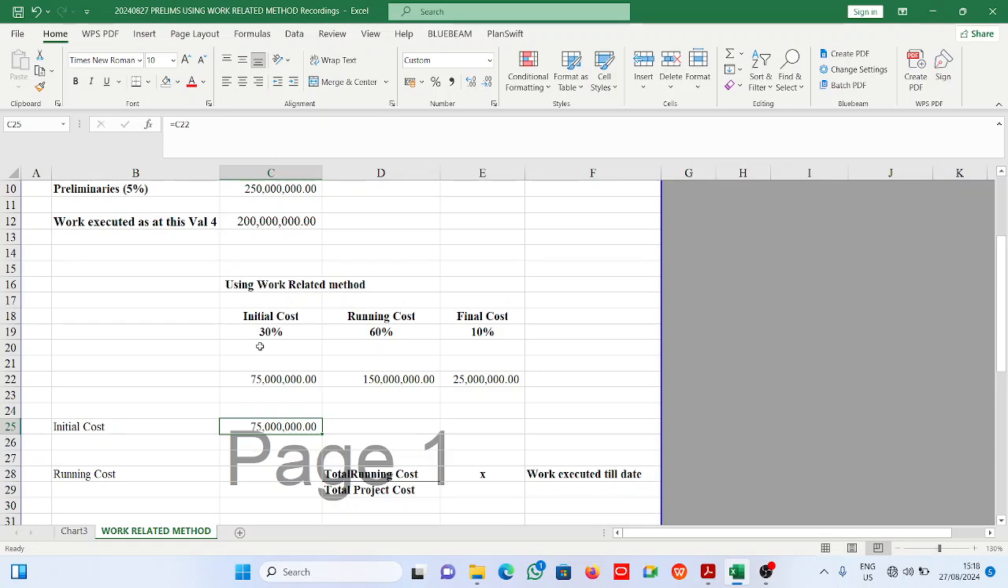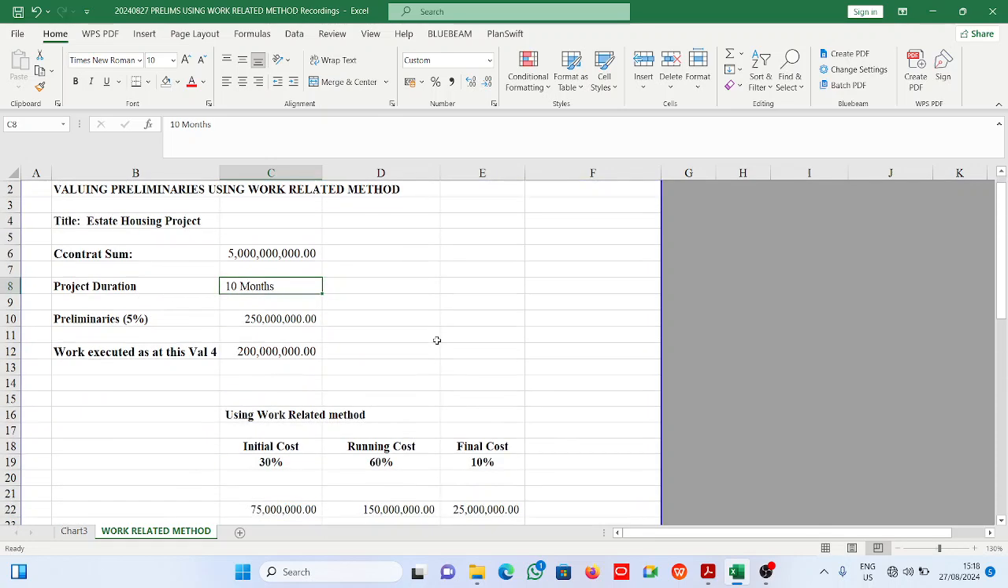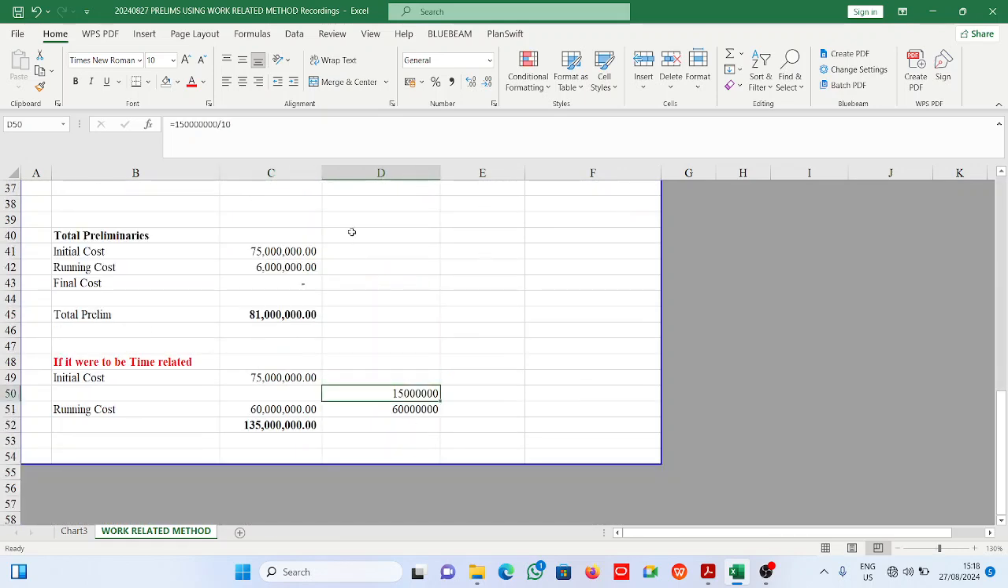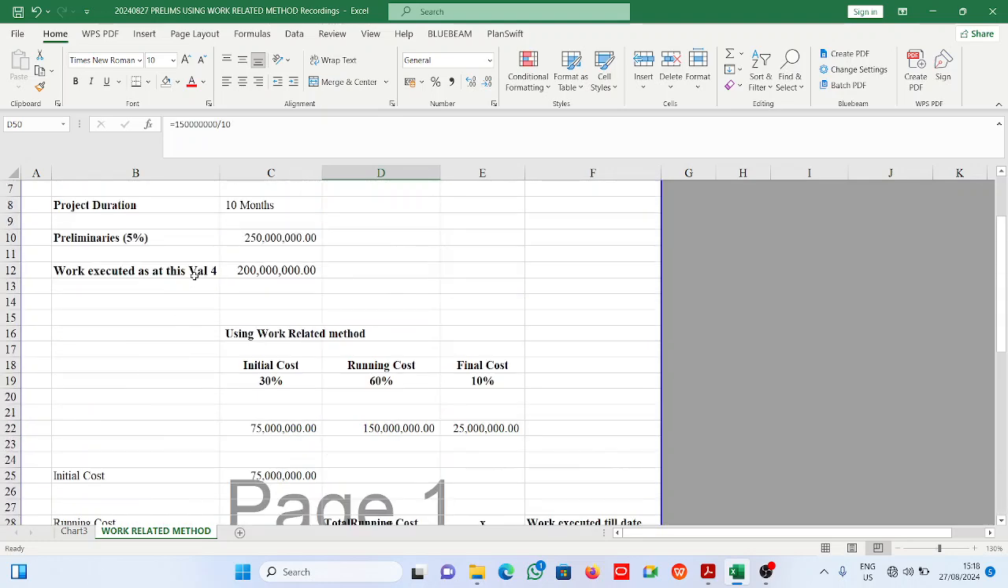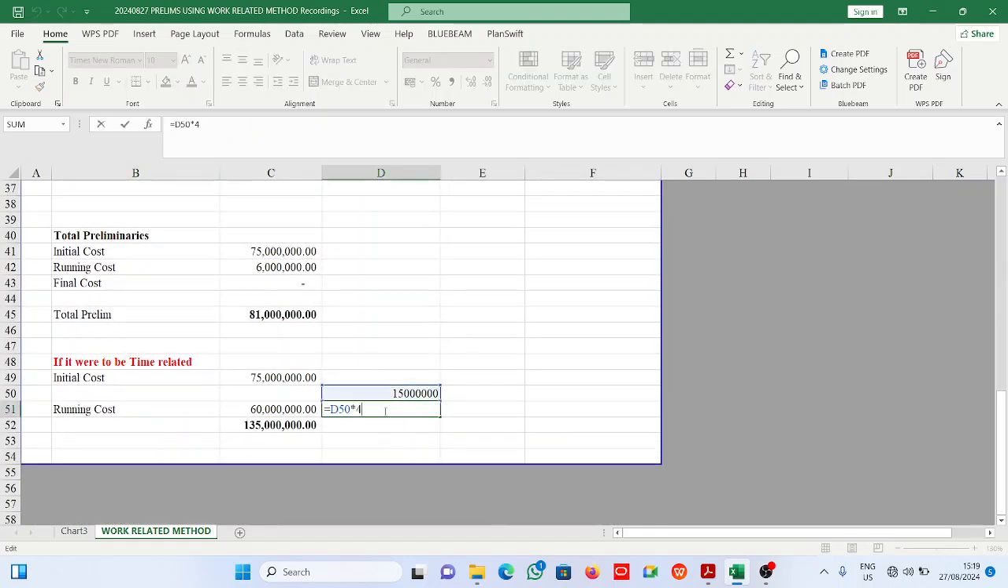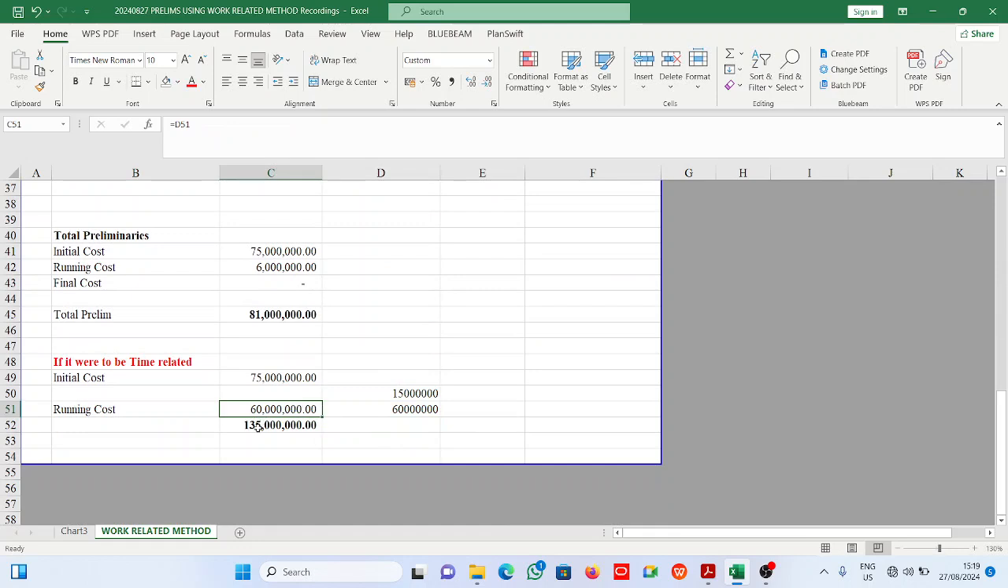with the project duration of 10 months, right? So the running cost is divided into 10 months, which is what we have here. 150 million divided by 10, you have 15 million each. And now the valuation is for valuation number 4, let's say the 4th month, right? So this is multiplied by 4, so we have 60 million. This is 135 million naira as against 81 million, where it is tied to the work executed on site. If it were to be time related, the contractor is getting 135 million for his preliminaries.